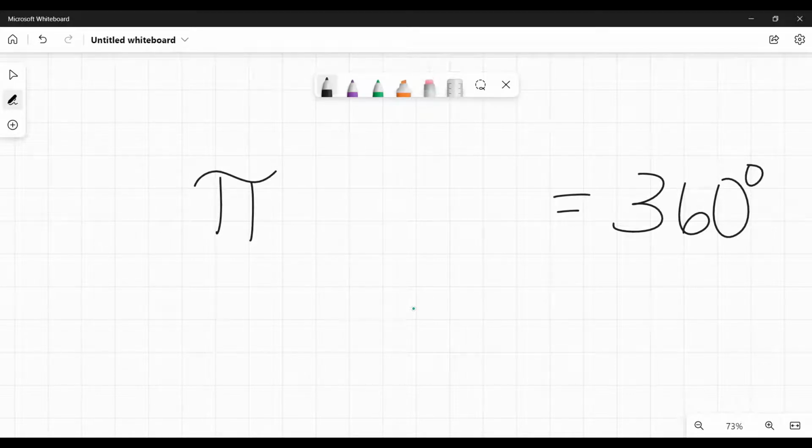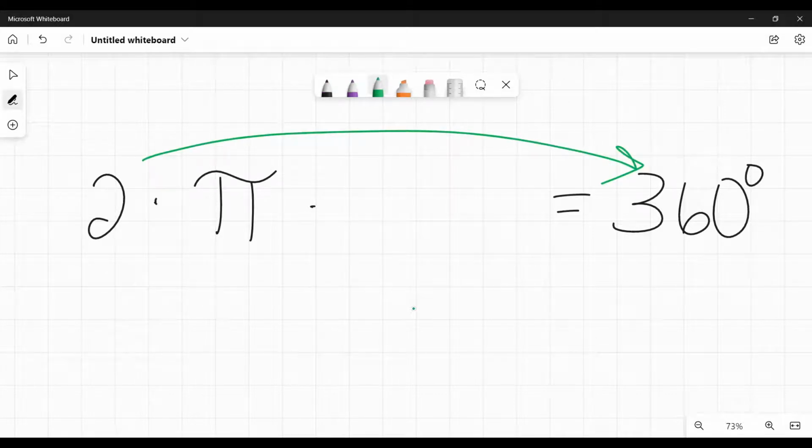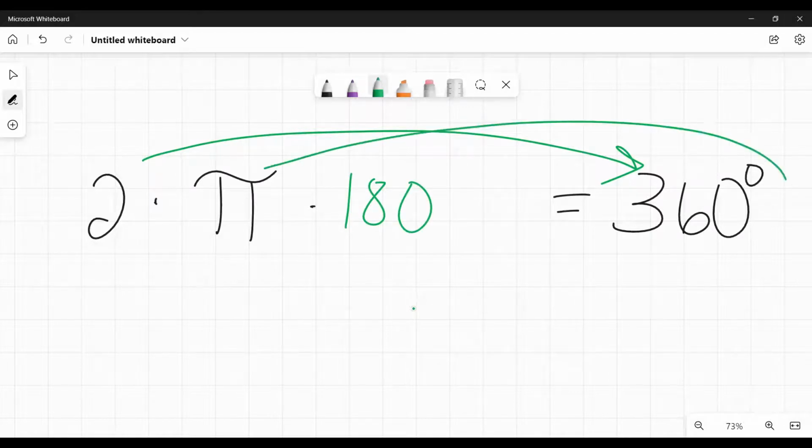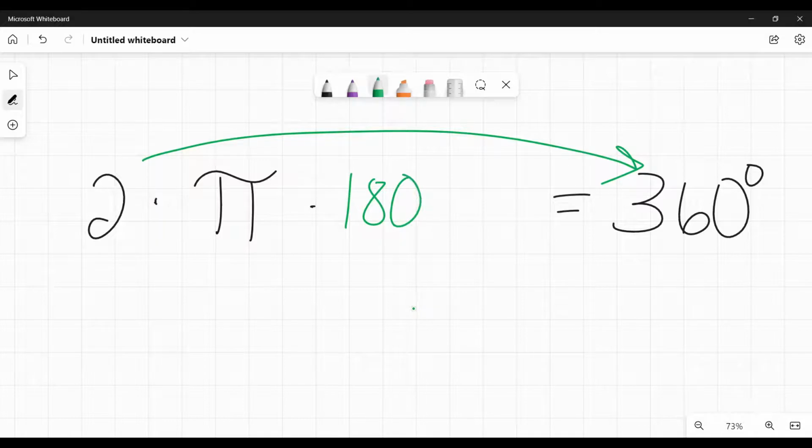Well, I'm going to split these up a little bit. This is 2 times pi, and then I'm going to multiply by something else. Well, 2 times what equals 360? 180. Pi times what equals no pi? Well, to get rid of something that's being multiplied, we would need to divide.